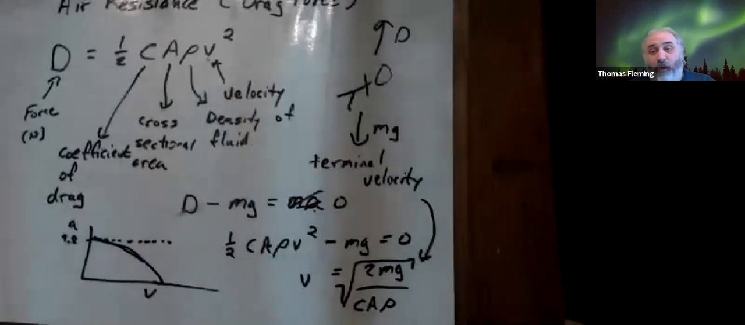And if your parachute is well designed, this terminal velocity is going to be slow enough that when you hit the ground at that speed, it doesn't cause any injury to you. That's the idea.